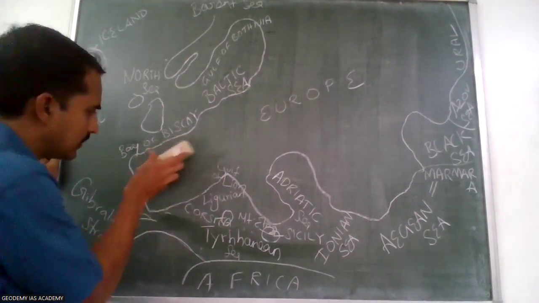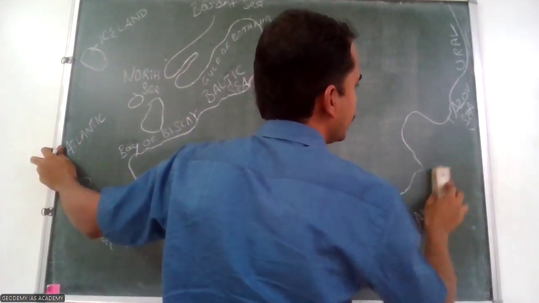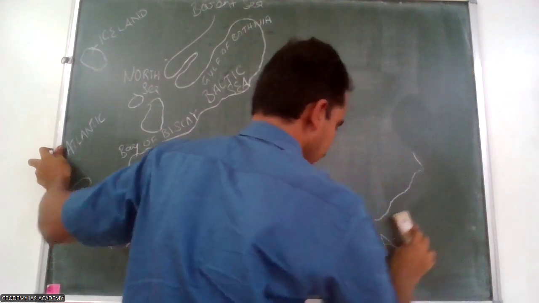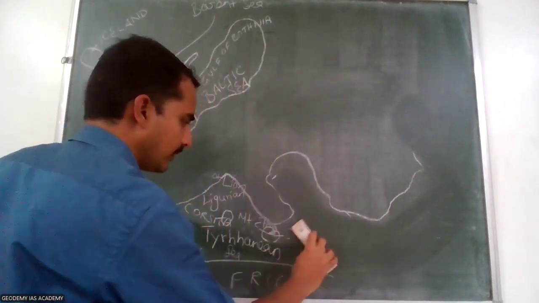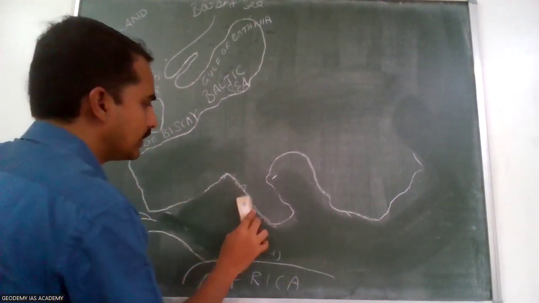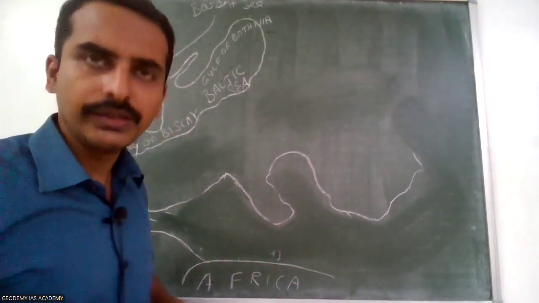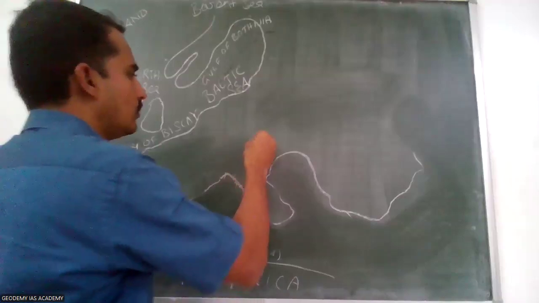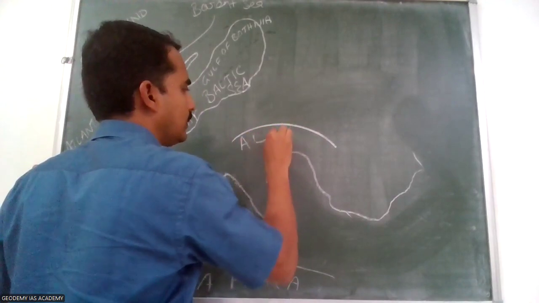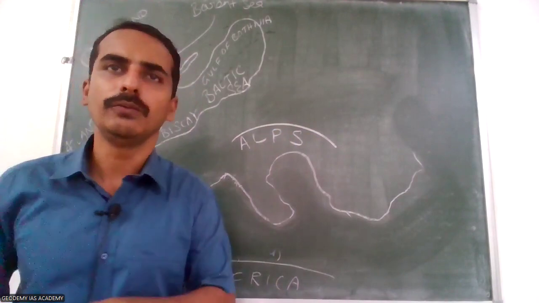One of the important mountains in Europe is the Ural Mountain in the east, and in the south it is the Alps Mountain. The Alps is a young fold mountain, like the Rockies in North America and the Andes in South America. It is the Alps in Europe, a young fold mountain formed due to the convergence of the African plate and the European plate.